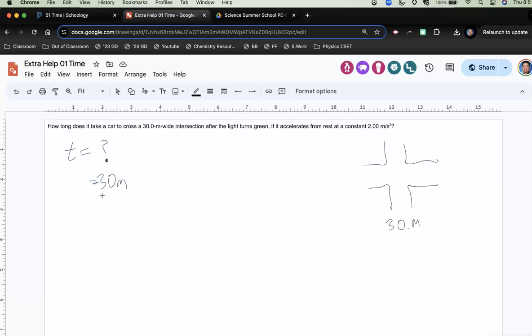Make a note for yourself on your paper. Devin, write this down: distance equals X, D, it might be R also. X, D, R, and L.